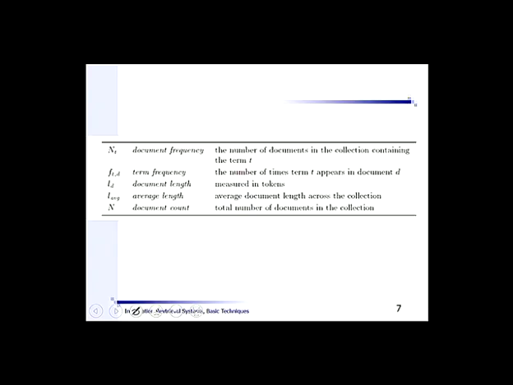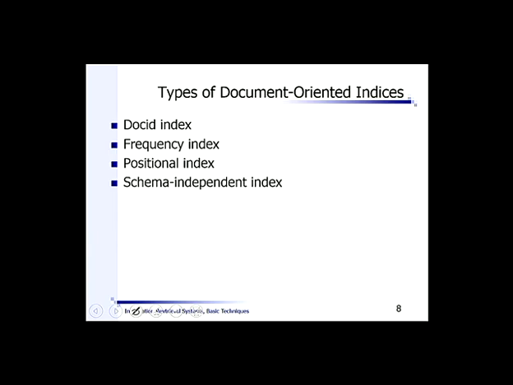Now before moving forward to the other types of indices, we define some basic terminology. N_t defines the document frequency, the number of documents in the collection containing the term t, how many documents contain a term t in the entire document collection. f_t,d is the term frequency, the frequency of term t in d, l_d is the document length, l_avg is the average length of documents, and capital N is the document count, the total number of documents in the entire corpus.